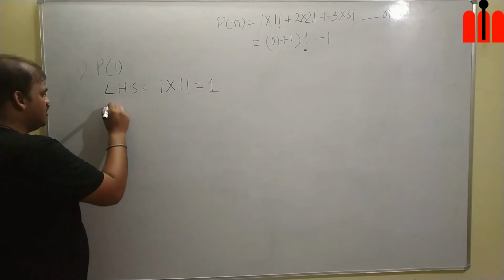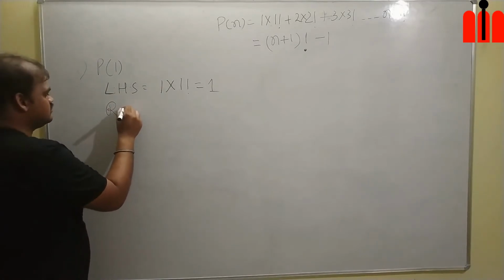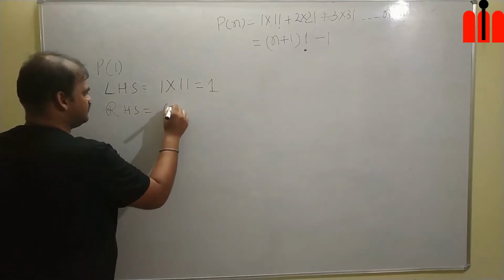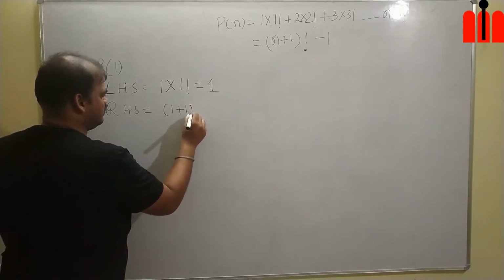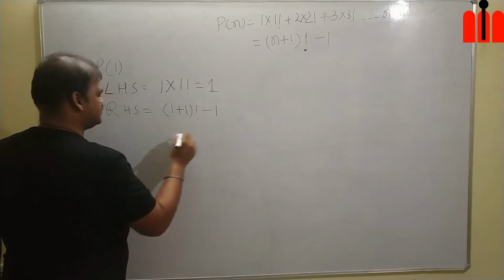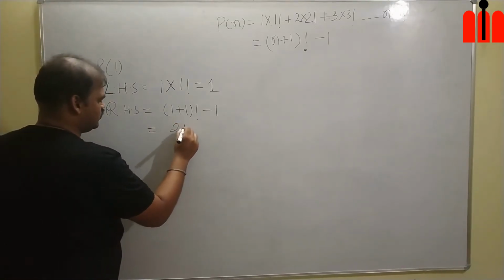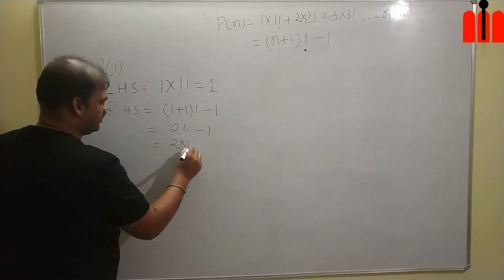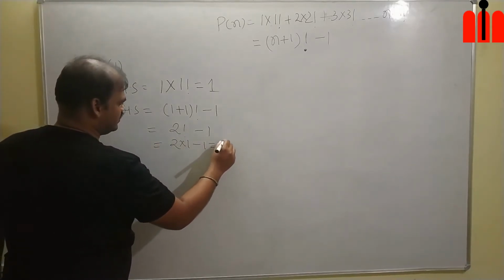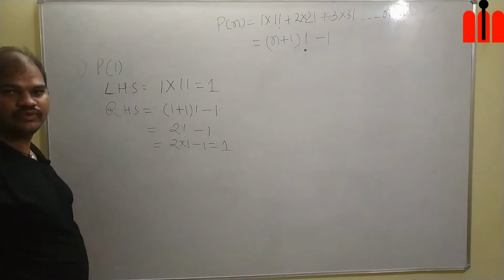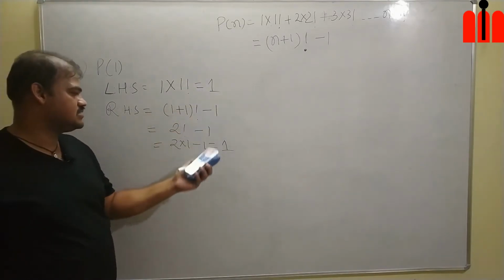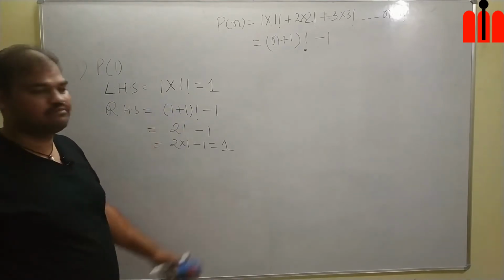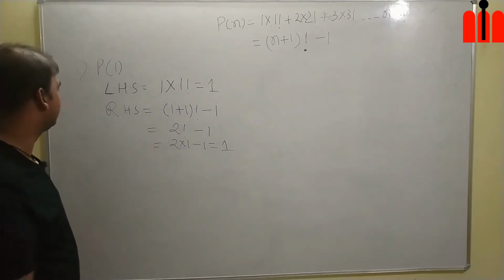Now what will be my RHS? My RHS will be, in place of n you substitute 1. So 1 plus 1 factorial minus 1. So this is 2 factorial minus 1, which is 2 into 1 minus 1, nothing but 1. Okay. So my LHS and RHS are the same. So the check is done. That means P1 is true.